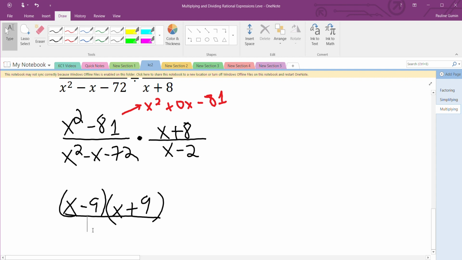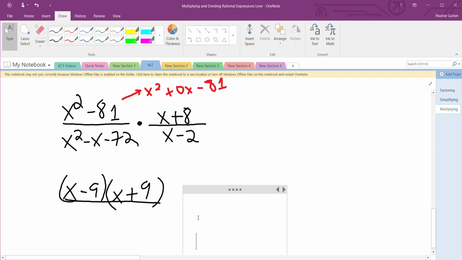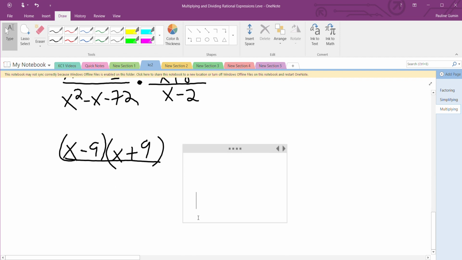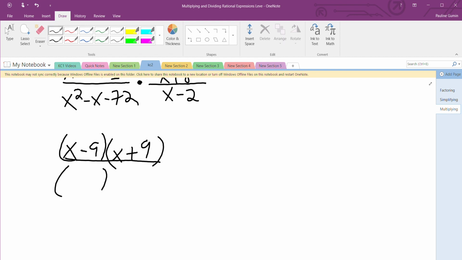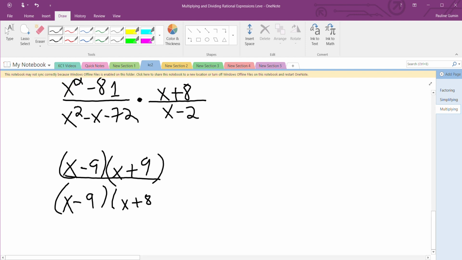Let's take a look at the bottom. X squared minus x minus 72. So two numbers that multiply to negative 72 and add up to negative 1. That would be negative 9 and positive 8. Second fraction, can't factor the top. There's no GCF. And there's no GCF on the bottom either. So, let's get to canceling.